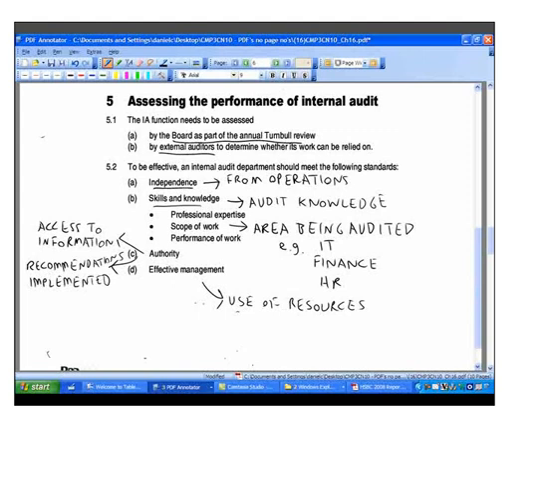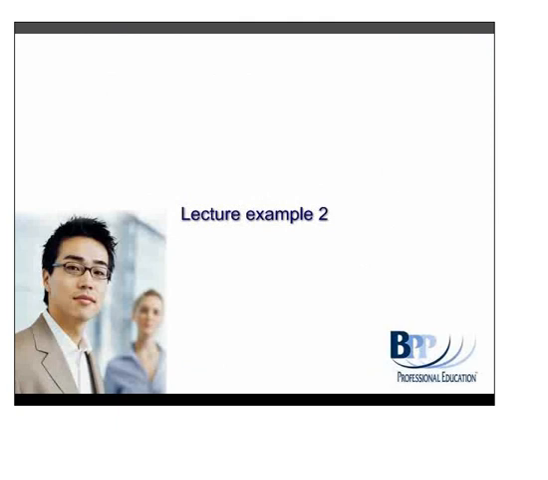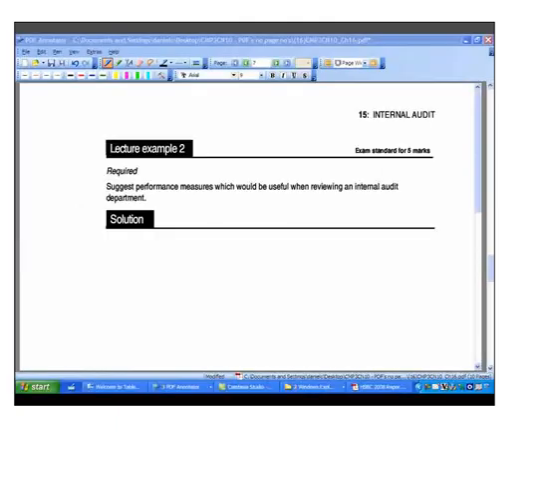Now, having looked at what a good internal audit function looks like, we're in a position to think about some performance measures which could be used to see whether an internal audit function is doing a good job or not. So have a go at thinking up some performance measures you could use.